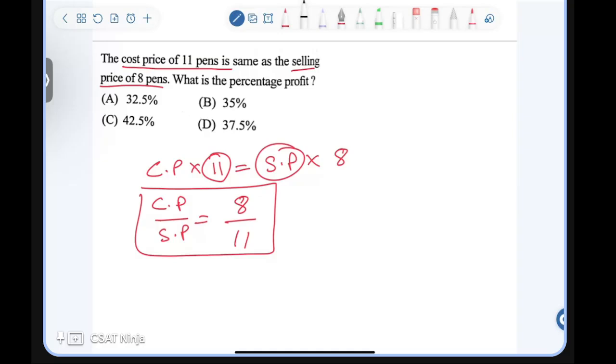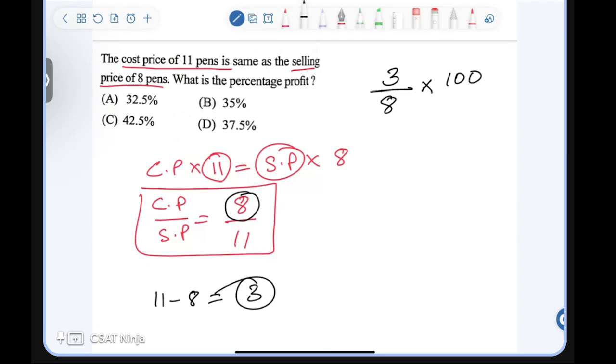What's your profit? You're buying something at 8 rupees and you're selling for 11 rupees, means there is a profit of 3 rupees. There is a profit of 3 rupees from how much? Your cost price was how much? Your cost price was 8. And I need to get my answer in terms of percentage, so 100 there.